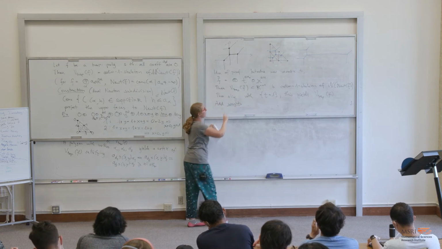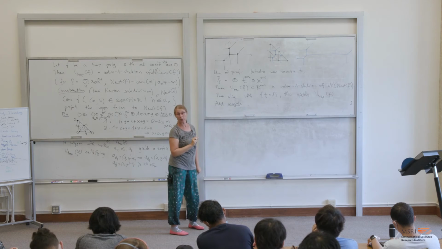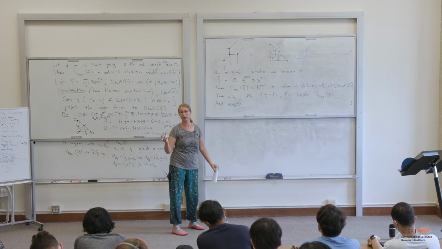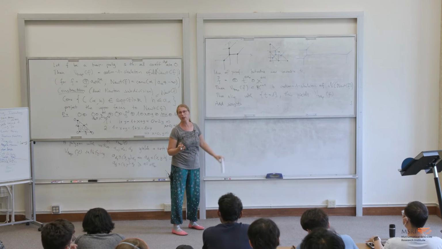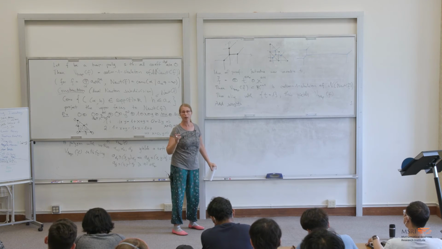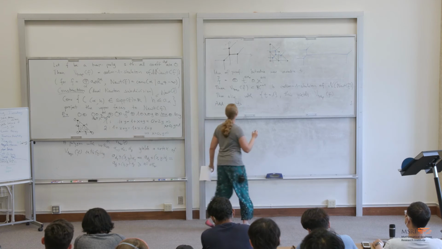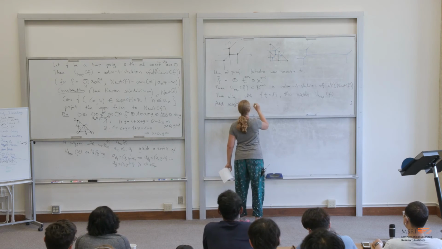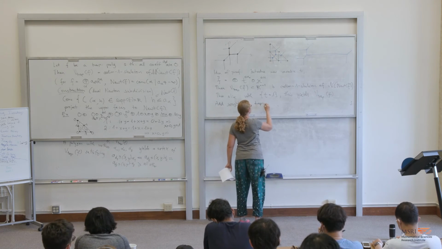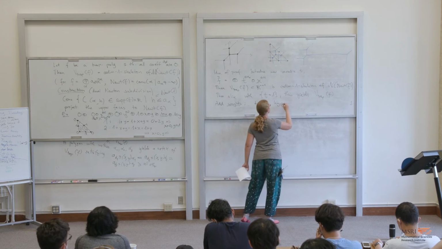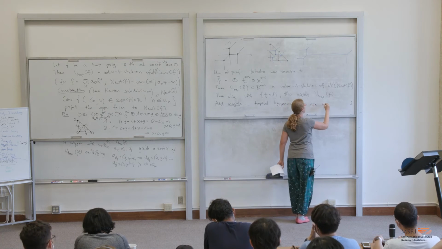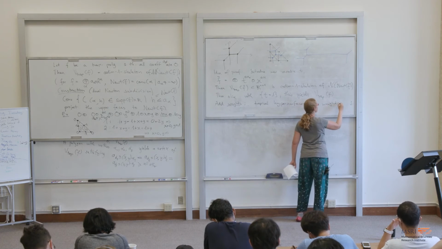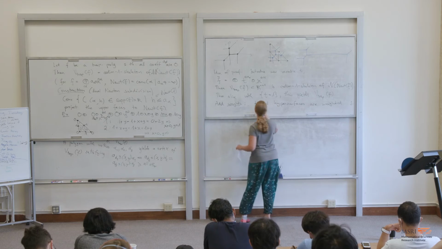So what we know so far is that our tropical hypersurfaces are going to be polyhedral complexes in R to the n. Tropical plane curves are just piecewise linear graphs in R to the 2. But now I want them to be weighted polyhedral complexes. Tropical hypersurfaces are weighted polyhedral complexes.